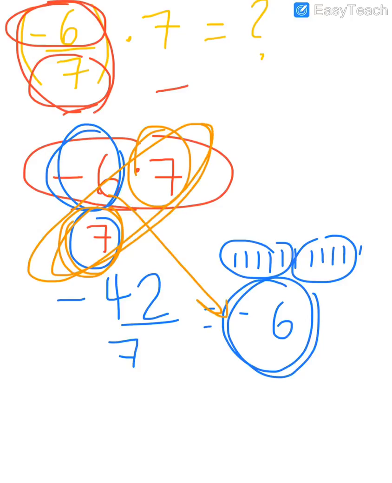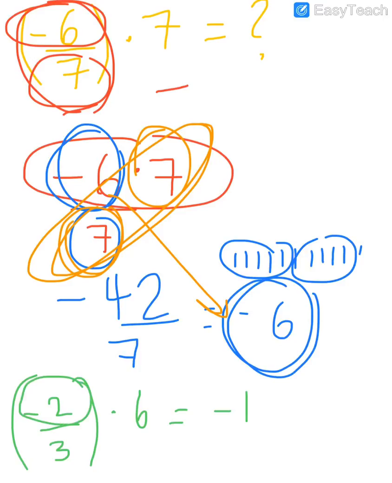So let's see it with one more example. What if you had negative 2/3 times 6? So just like before, our numerator means multiplication. So we're going to multiply the top numbers and get negative 12. And then our denominator means division. So we'll divide it by 3. And that will leave us with negative 4.